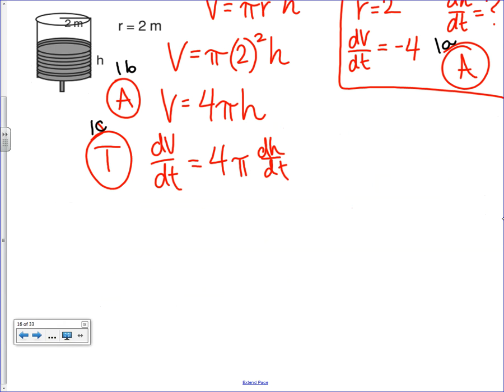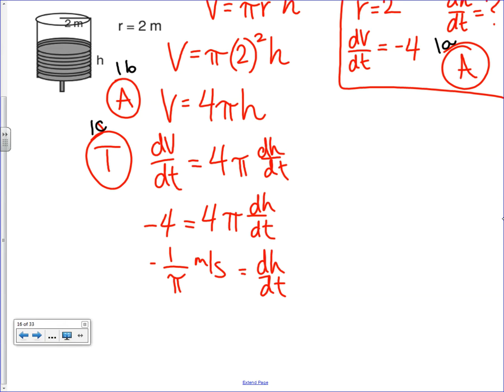All right, now we're ready to plug everything in and actually find it. So dV/dt was decreasing by 4. So that's -4. And I'm trying to find dH/dt. So go ahead and solve that. Move the 4 pi over, and you should get -1 over pi for dH/dt. Okay, and my units on this should be meters per second. So that's my final answer, and that corresponds to letter A. So that would be your answer for 1D.